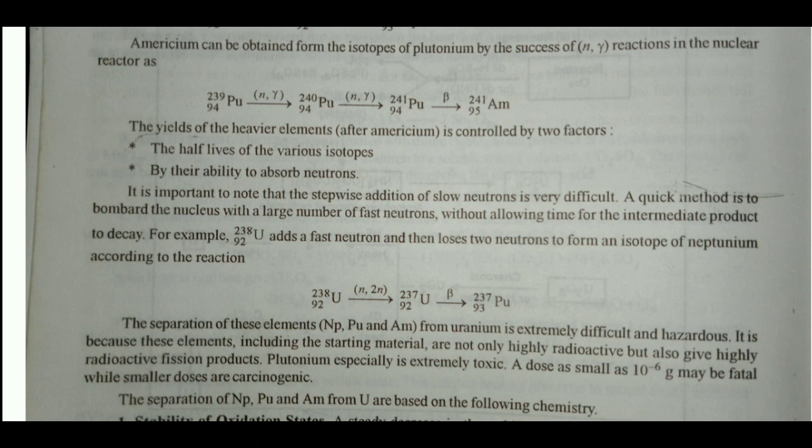It is important to note that the stepwise addition of slow neutrons is very difficult. A quick method is used to bombard the nucleus with a large number of fast neutrons without allowing time for the intermediate product to decay. For example, U-238 adds a fast neutron and then loses two neutrons to form an isotope of neptunium according to the reaction.